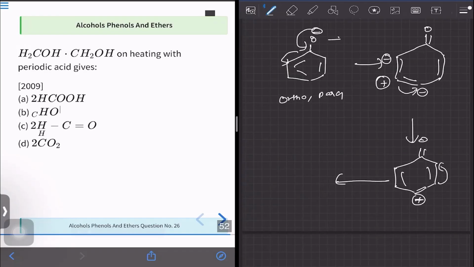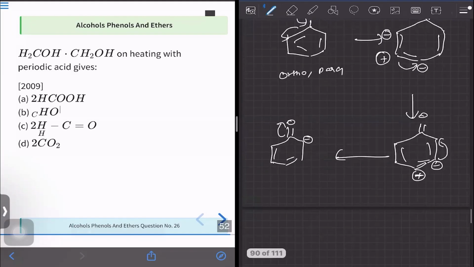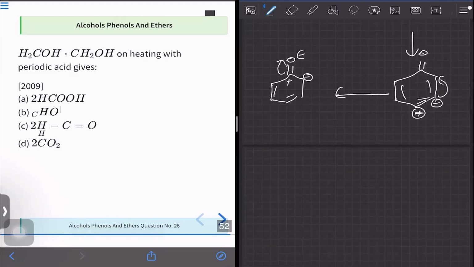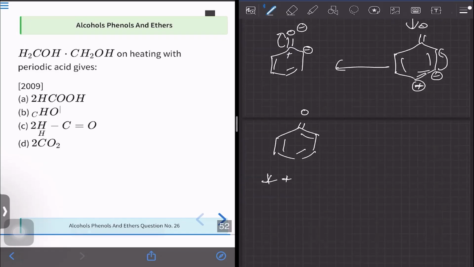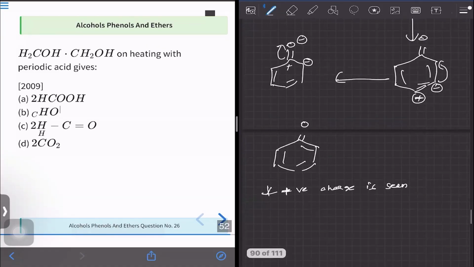Whenever this bond is shifted here, there will be a negative charge here. What does it form? Double bonds between these carbons, and this is double bond O, and negative here. Whenever this bond is shifted, there will be a positive charge here, negative at oxygen. So it forms a double bond here and double bond OC. In which position is negative charge seen? That is ortho position and para position.